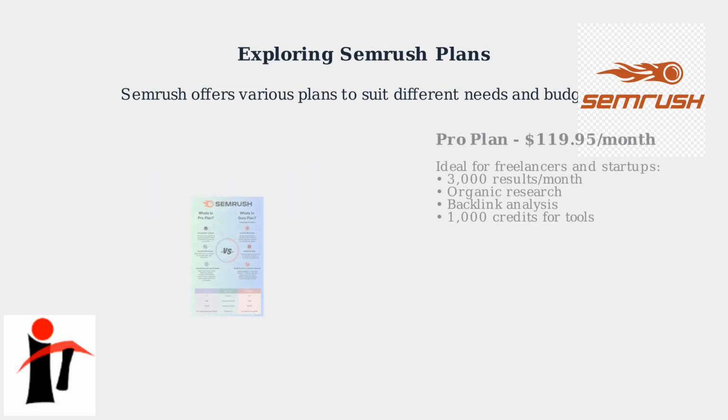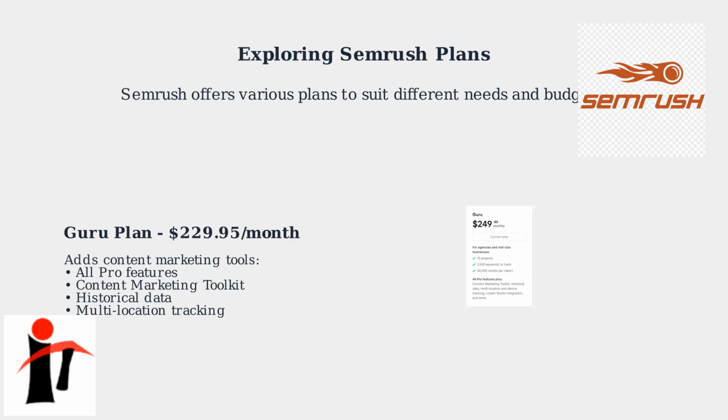The Pro plan at $119.95 per month is ideal for freelancers and startups. It includes 3,000 results per month, organic research, backlink analysis, and 1,000 credits for various tools. The Guru plan at $229.95 per month adds content marketing tools to the Pro features, including the Content Marketing Toolkit, historical data, and multi-location tracking.